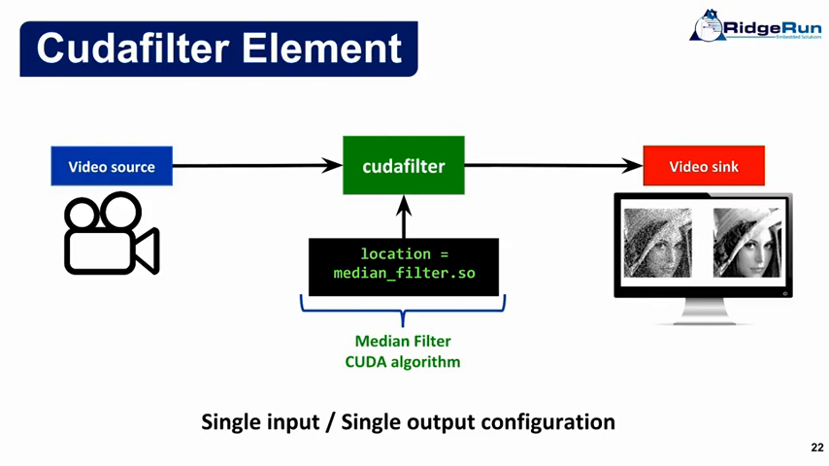For example, let's think that you need to test different kernel sizes to test the performance of your CUDA algorithm. You just need to modify your algorithm by changing the kernel size, recompile only the algorithm, and generate a new shared object. By changing the location property of the Cudafilter element, indicating where the new shared object is, and running the pipeline again, the Cudafilter element will load that algorithm and execute the new version. You don't spend any time on integration. You don't need to write any line of code about GStreamer or the whole application. And that speeds up the process a lot.